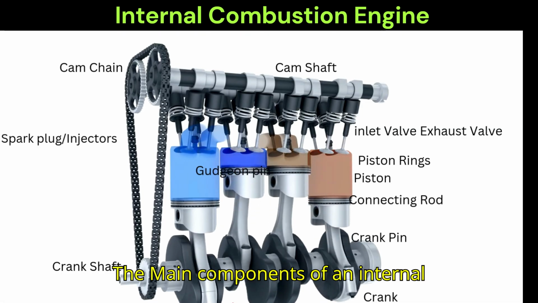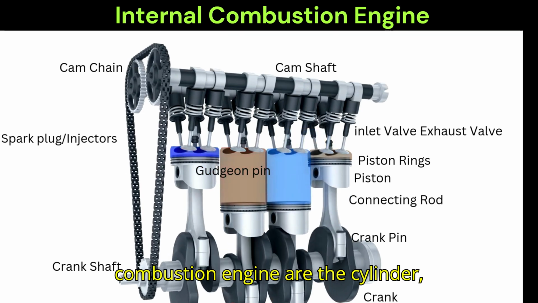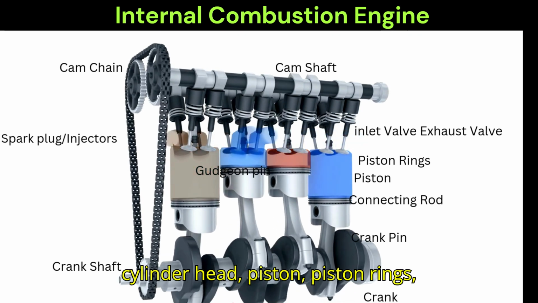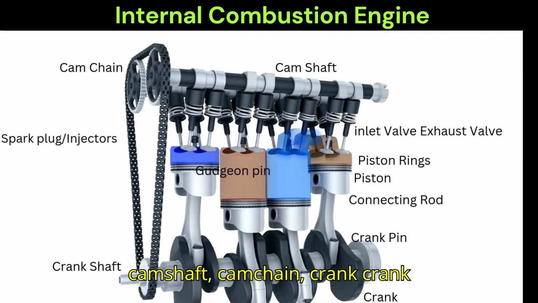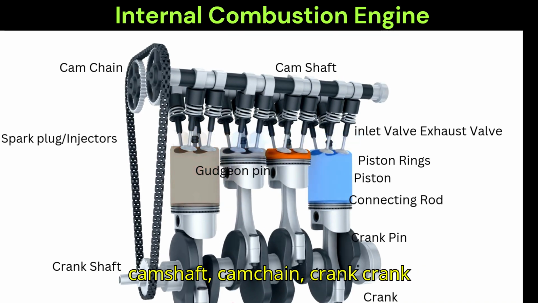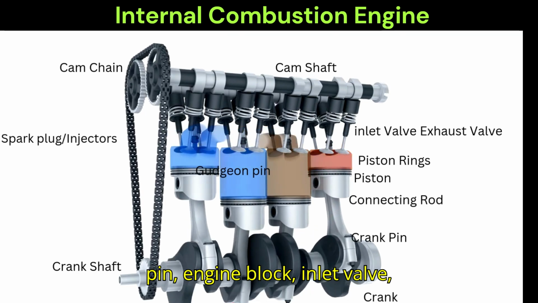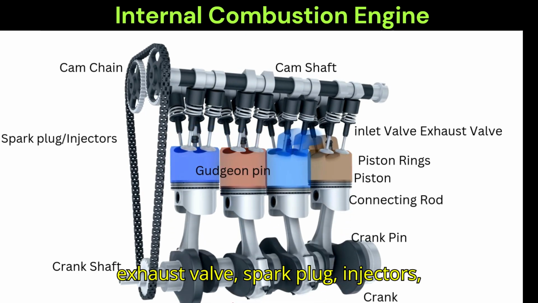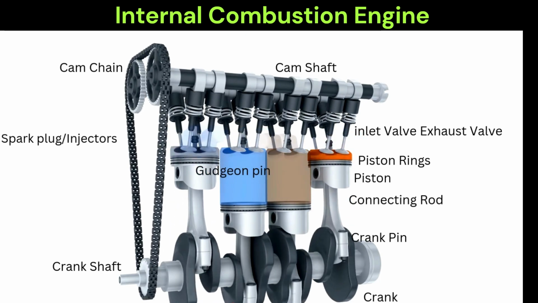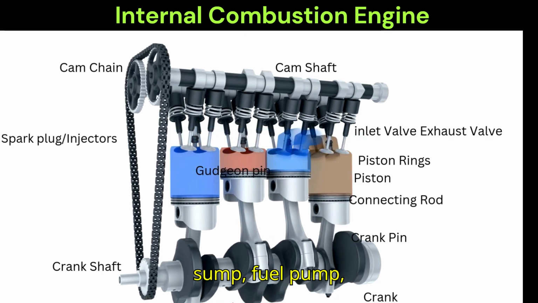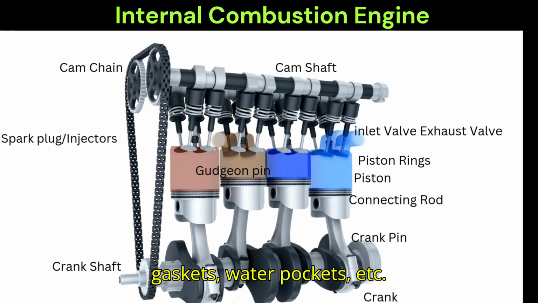The main components of an internal combustion engine are the cylinder, cylinder head, piston, piston rings, gudgeon pin, connecting rod, crankshaft, cam chain, crank pin, engine block, inlet valve, exhaust valve, spark plug, injectors, rocker arm, tappets, fuel line, oil sump, crankcase, fuel pump, gaskets, water pockets, etc.